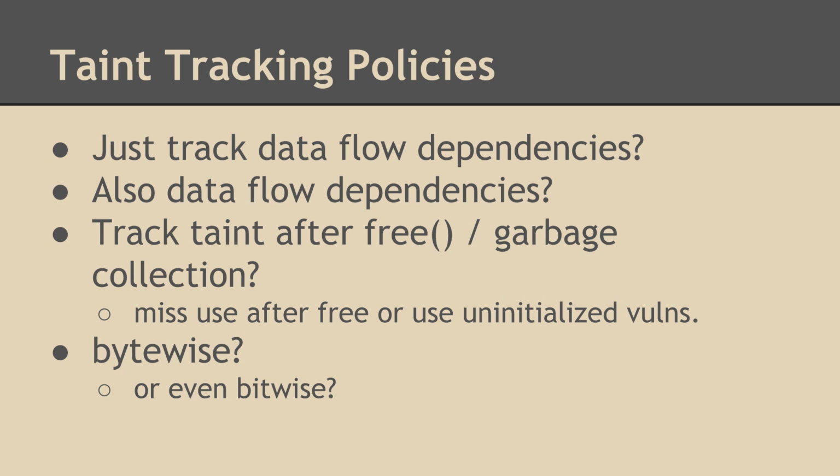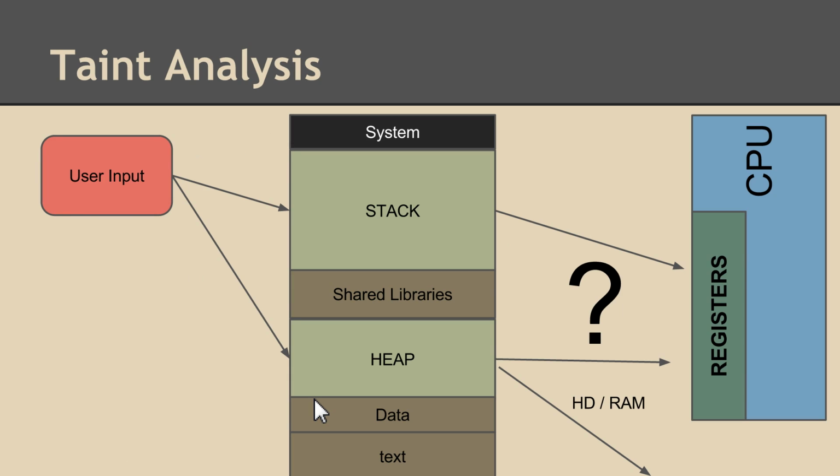Do you just track one type or the other? And do you continue tracking things after they've been garbage collected or after they've been freed? Perhaps you'll miss use after free or use of uninitialized variables and vulnerabilities concerning those. Do you do your taint analysis at the bit level, or do you do it just at the byte level? The granularity may determine whether or not you're able to detect very subtle bugs. Obviously, if it requires bitwise precision, there might be some form of bit packing in the logic of the application.